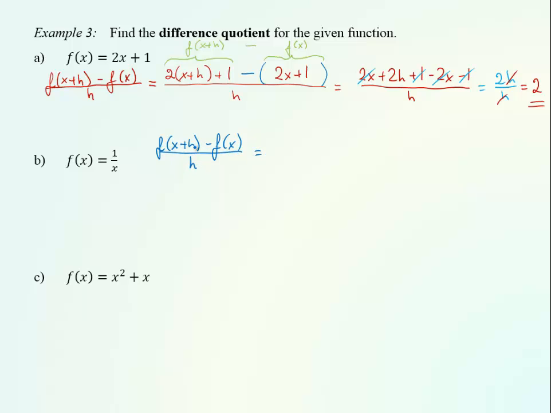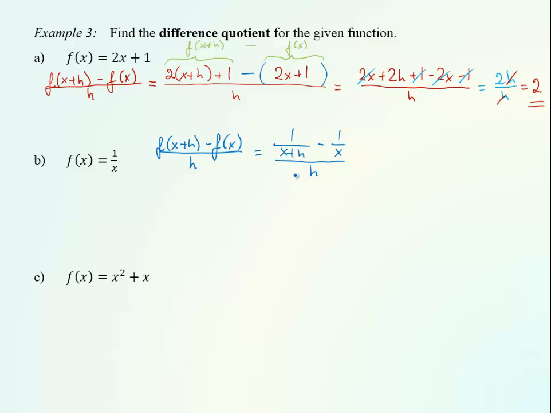f of x plus h, instead of x, I replace it by x plus h. So I have 1 over x plus h minus 1 over x, which is just f of x, everything over h. And I end up with a complex fraction. So there's a couple methods of dealing with it.